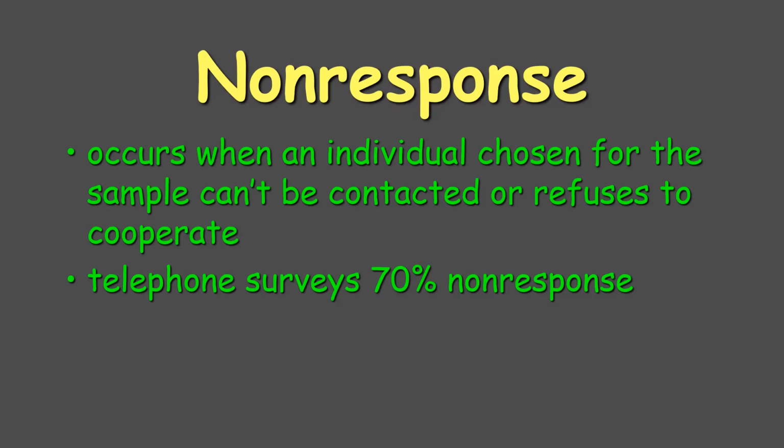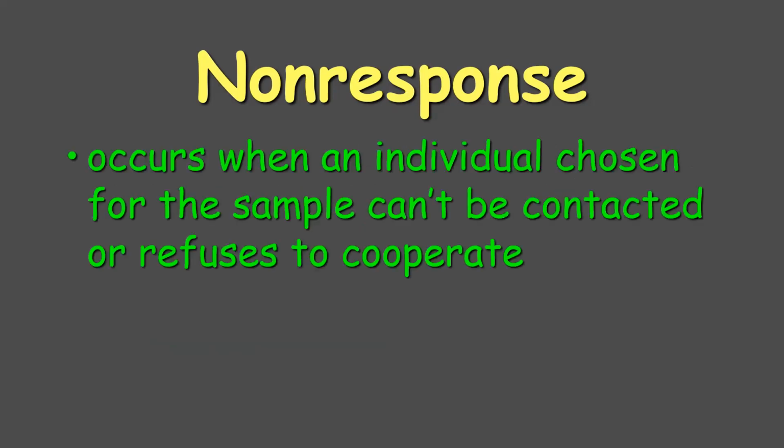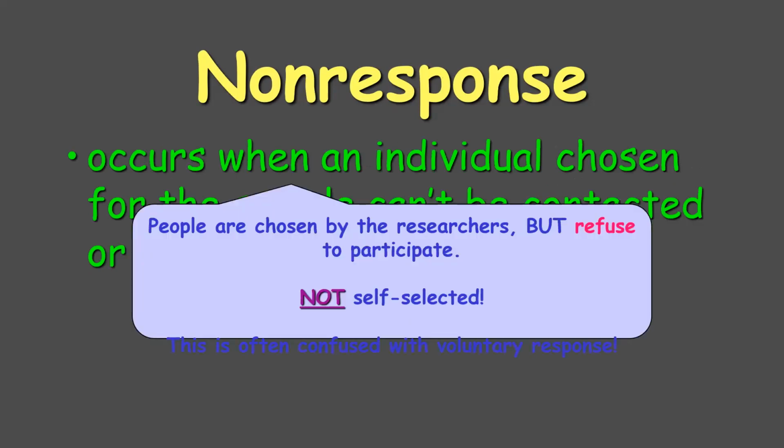They get a very high number of nonresponse. Obviously, it still works to their advantage. Nonresponse is also when people are chosen by the researchers but refuse to participate. Okay? So again, it's not like undercoverage. With undercoverage, you're not even calling the person, okay? You don't even have a chance for the person to be called. Nonresponse is, no, I'm calling you, and you're either just not picking up or you're choosing not to respond, okay? So it is not self-selected. And again, that is often confused with voluntary response.